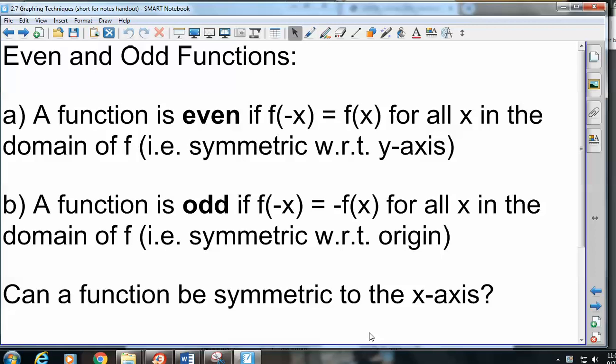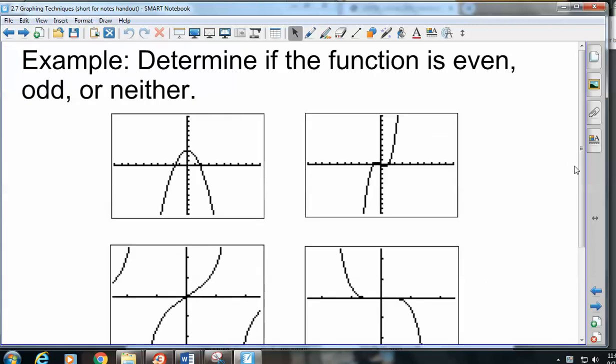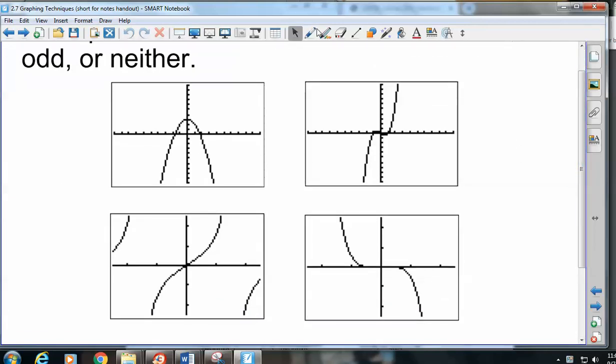The difference is, this is talking about functions. So typically it will be written in f of x notation instead of y. We kind of already touched on this Friday, but could a function be symmetric to the x-axis? No, because if it's symmetric to the x-axis, it would fail the vertical line test. So, if I just asked you, could you tell me if these were even, odd, or neither?